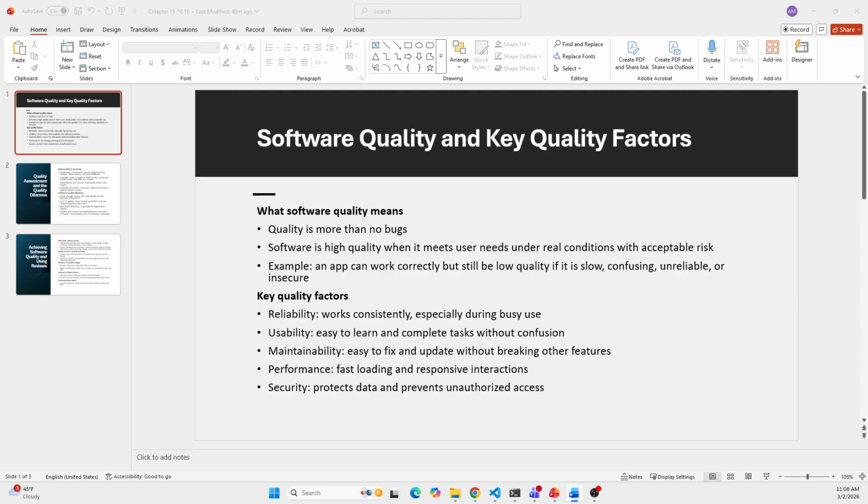And when it comes to software quality factors, quality factors are main areas we use to judge whether software is good enough for real use. So first is reliability. Reliability means the system works correctly and consistently over time, especially under normal and heavy use. And then we have usability. Usability means the software is easy to learn and easy to use without constant help.